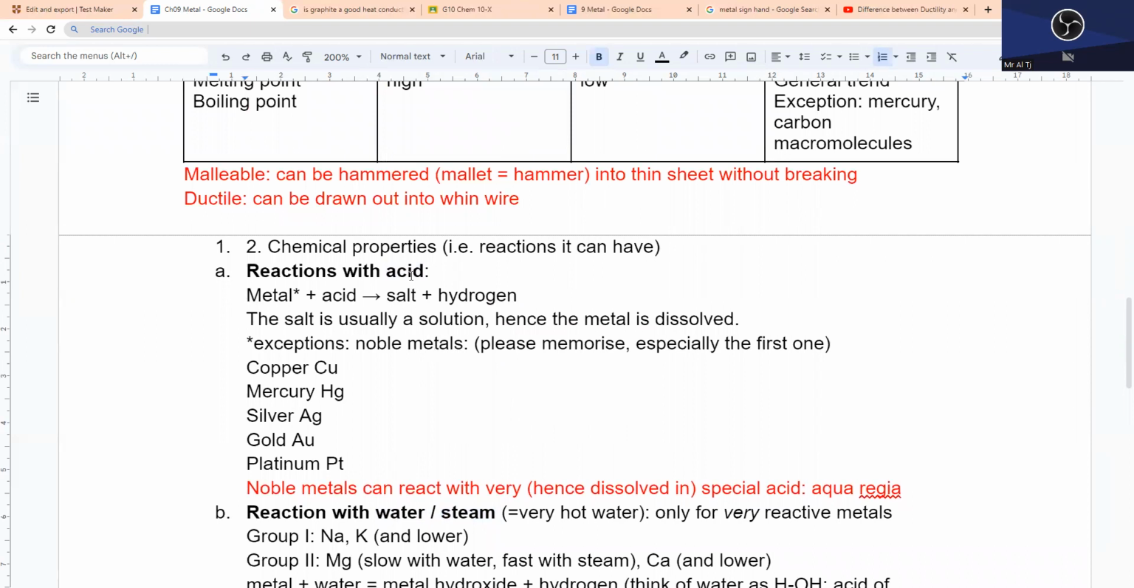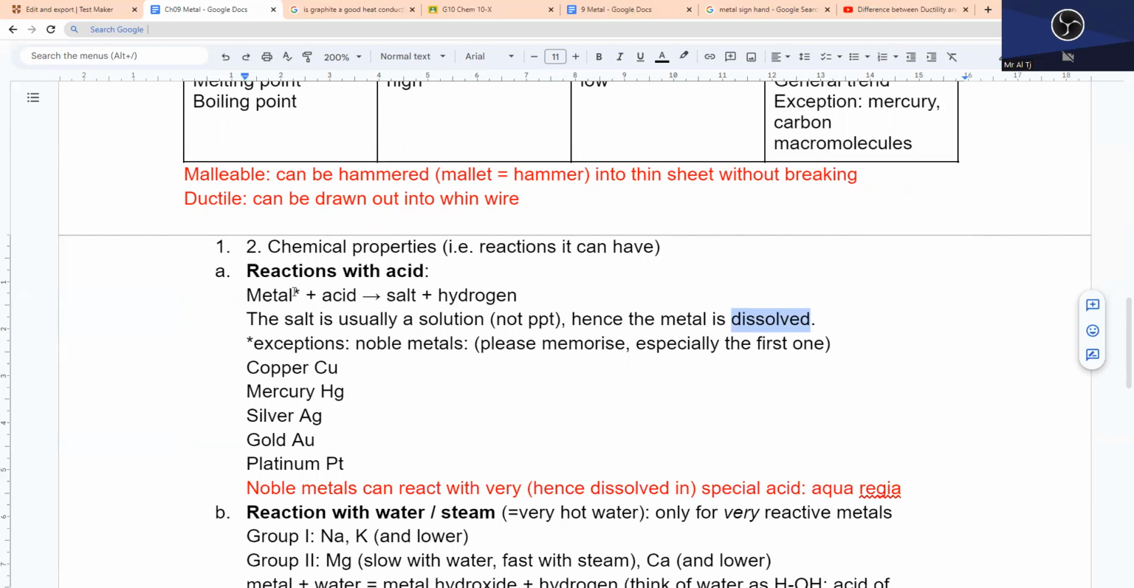Now, reaction with the acid. Metal plus acid is generally going to give us salt and hydrogen gas. The salt is usually in solution instead of a precipitate here. Hence, the metal is going to be dissolved. So we're going to see the metal as if it disappears. It doesn't, it just dissolves and becomes a solution.